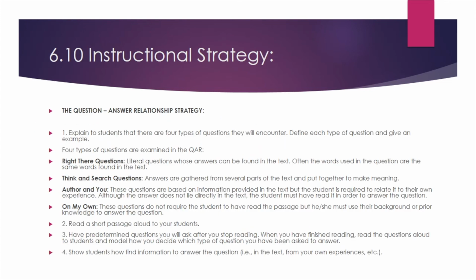So another instructional strategy is for Strand 6.10. It's called the question-answer relationship strategy. And the first step is to explain to students that there are 4 types of questions that they will encounter. The 4 types of questions are the right there questions, the think and search questions, the author and you questions, and the on my own. Encourage them to read aloud.